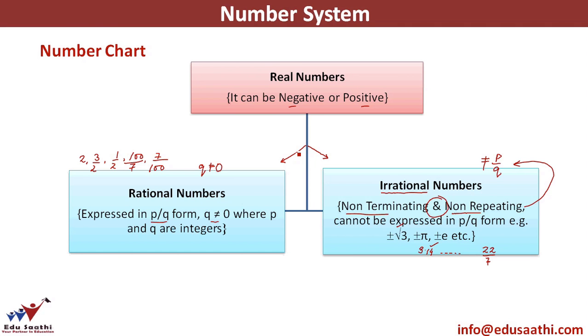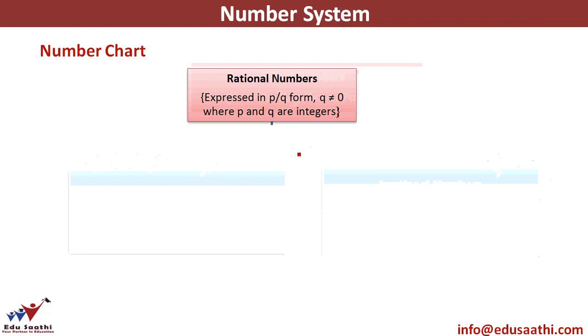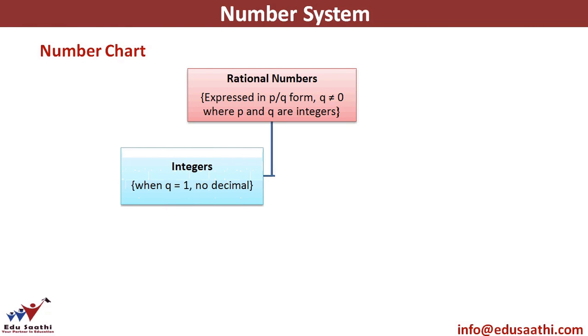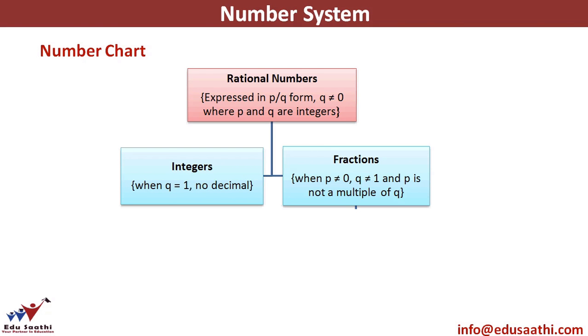Let's look at the case of rational numbers closely now. I already stated a rational number is a number that can be expressed in the form p by q, where p and q are integers. This rational number can again be classified into integers and fractions. Integers. Integer means that if I make the denominator q equal to 1, I'll only have the case of the numerator, such as 2, 5, 100, minus 10, or minus 73, whatever. I have my denominator equal to 1. That is known as an integer.